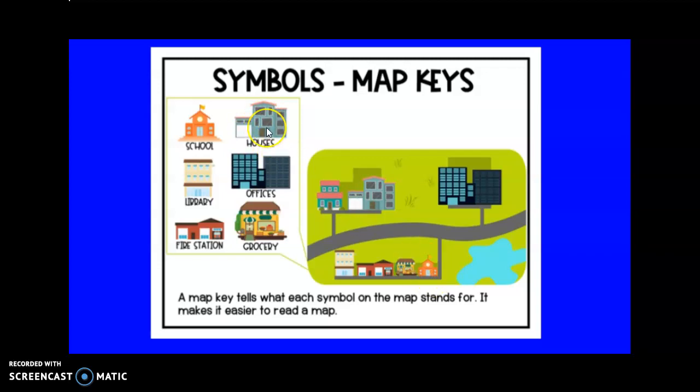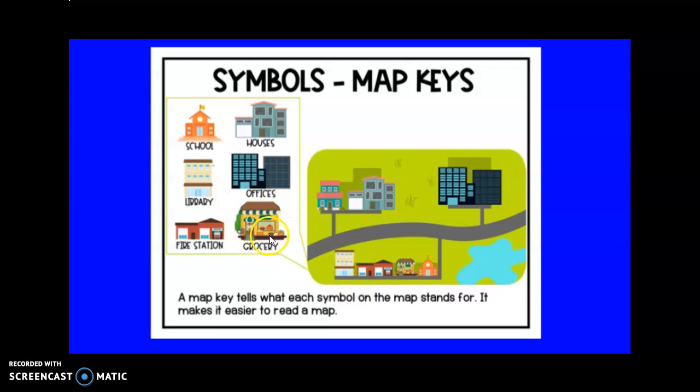When I see this building, I know that those are houses. So I can find that right here is where my houses are located. When I see this building, I know it's a library. So here's where I find the library, at the very end of this block. This symbol means offices. So I know that this right here is offices. This symbol means fire station. So I know that this is the fire station next to the library.